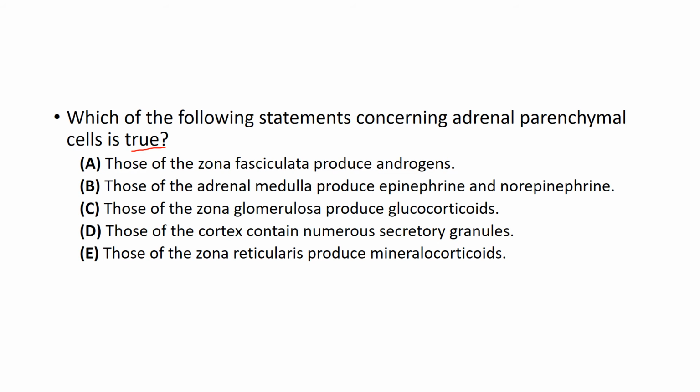So those of adrenal medulla produce epinephrine and norepinephrine. So this would be the right one. Adrenal medulla usually produces epinephrine and norepinephrine. Now what are the other ones? The zona glomerulosa produce mineralocorticoids. The fasciculata produce glucocorticoids, and the reticularis produce androgens. So it is all interchanged. Those of cortex contain numerous secretory granules? No, they do not contain many secretory granules. So this would be the right answer.